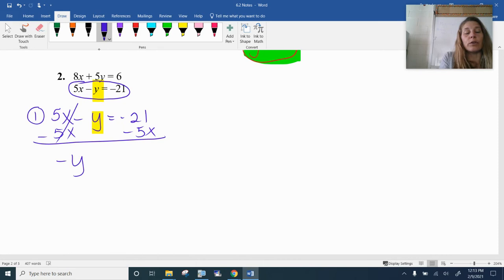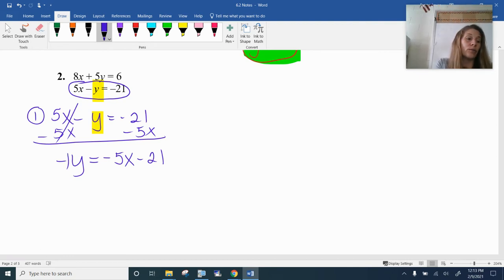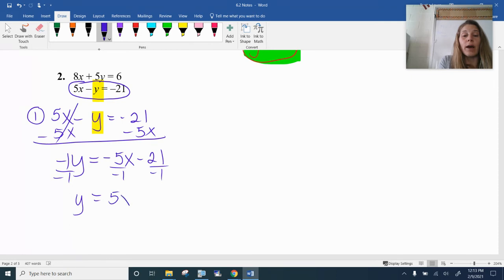Now, just be careful. You still have a negative in front of that y that can't just magically disappear. It has to stay with the y, which just means we're not finished yet. We have to get the y completely alone. It needs to get rid of this negative. This negative is really a -1, so we're now going to divide everything by -1. This means all our signs will change. We have y equals 5x plus 21.